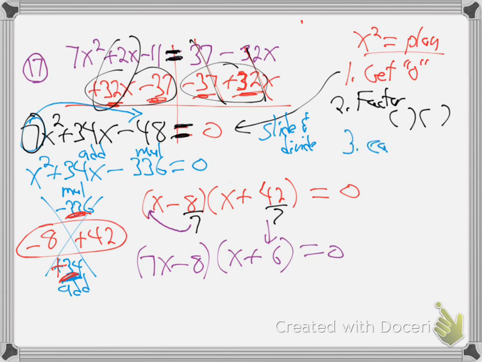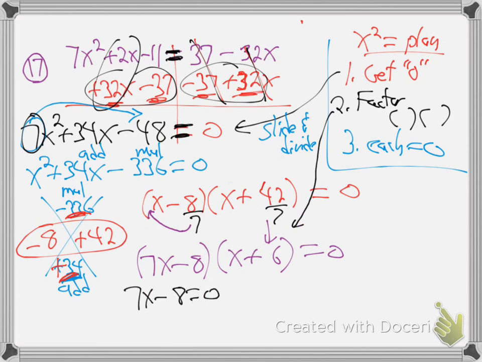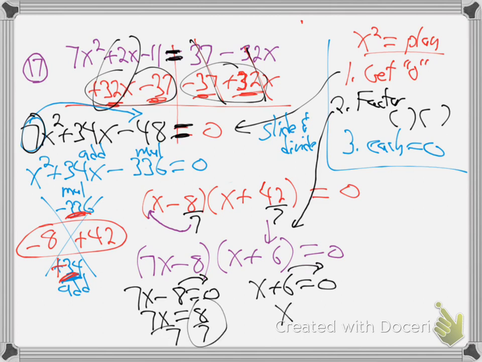Step 3, each one equals 0, right? So step 2 we factored. Step 3, each one gets its own 0. So the first one is 0, or the second one is 0. Bump it over: 7x is 8, divide by 7. Move the 6 over, minus 6. There are our two answers: 8/7 and minus 6.